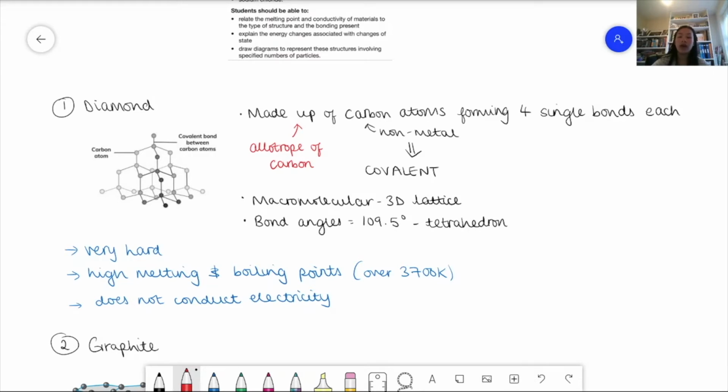The covalent bonds are also the reason why it's got a high melting and boiling point, because they're so strong that it takes a lot of energy to break them. And it does not conduct electricity because it doesn't have ions and it doesn't have any delocalized electrons either. So nothing can carry a charge.